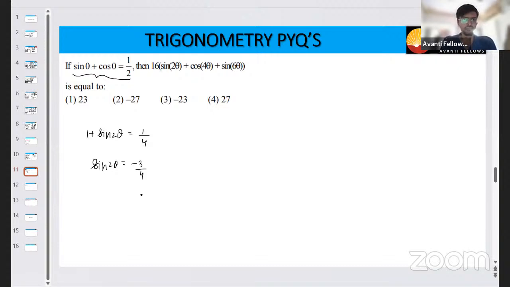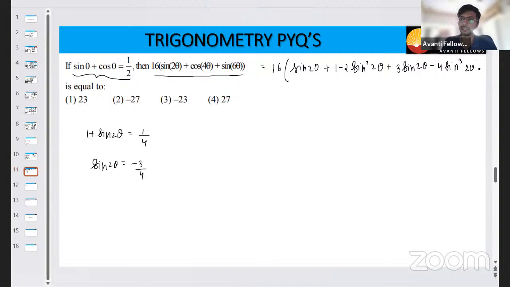Okay. Fine. So we want to find this equation. So this can be written as 16 into sine 2 theta का value पता है? Cos 4 theta I can write 1 minus 2 sine square 2 theta. And sine 6 theta. हम लोग sine 3 theta में लिखते हैं 3 sine minus 4 sine cube theta. This is 16 into sine 2 theta is minus 3 by 4 plus 1 minus 6 by 4.